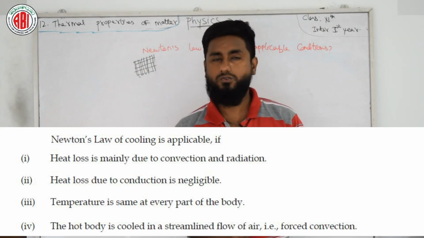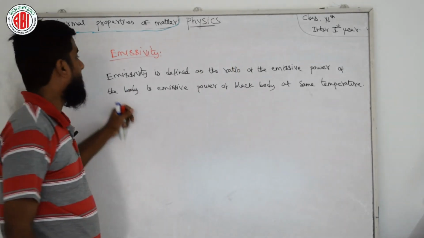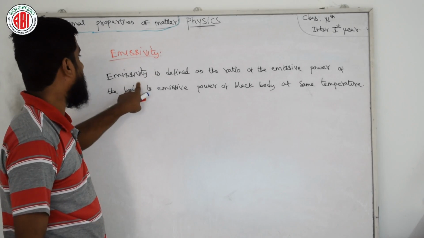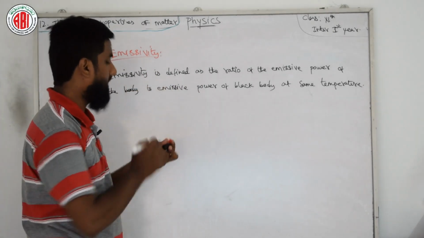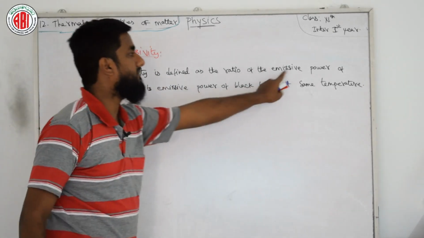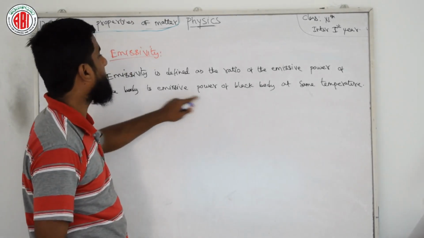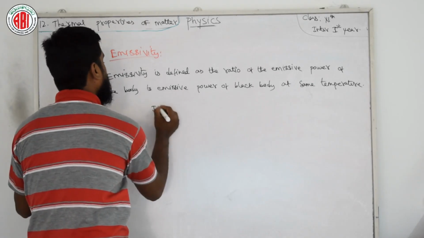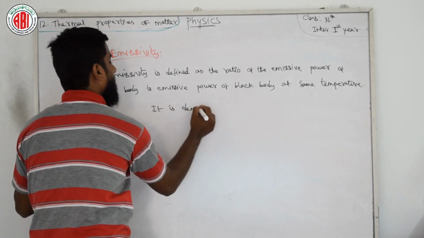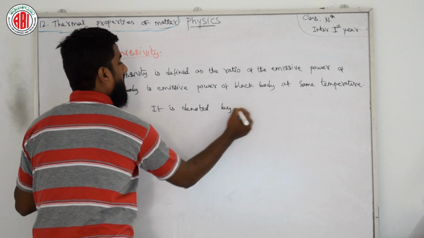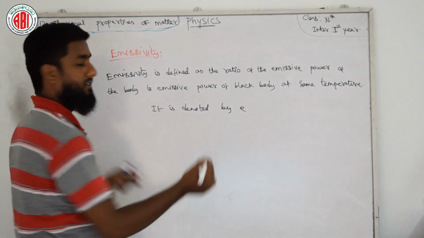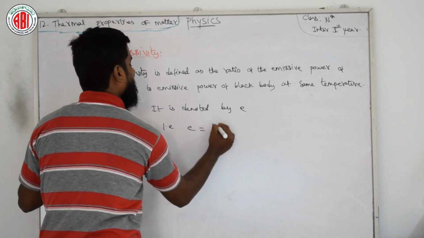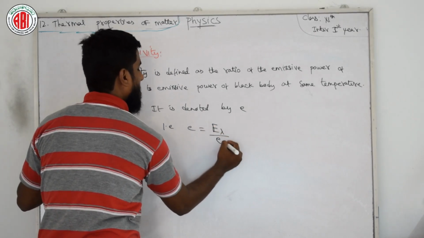Hope you understood. Next concept we have with us is emissivity. What is emissivity? Emissivity is defined as the ratio of emissive power of the body to emissive power of the black body at the same temperature, and it is denoted by small e. We can write one formula here. Small e is nothing but capital E lambda by small e lambda.